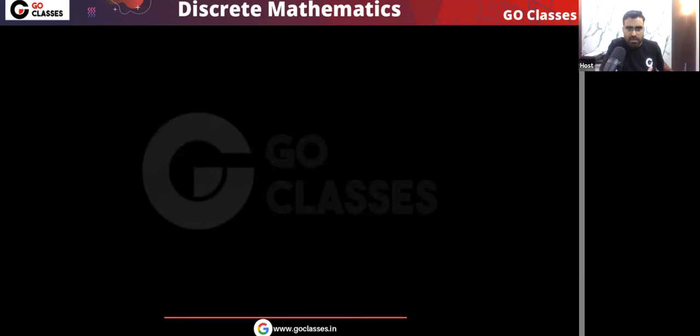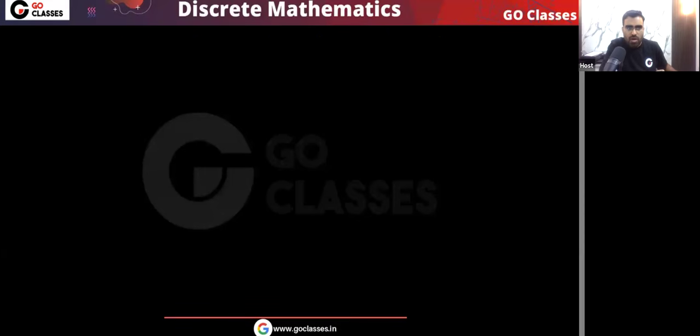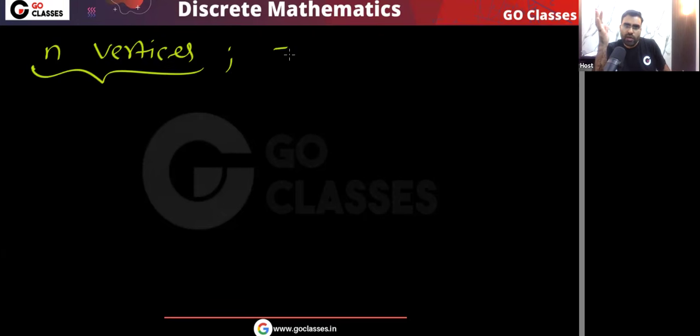Now tell me one thing. I am already saying that if you add one edge, then the number of components can reduce by maximum one. Yes or no? Now you tell me, let's assume there are n vertices. Just think about it and tell me. And let's assume there are five edges. Okay, there are n vertices, there are five edges.